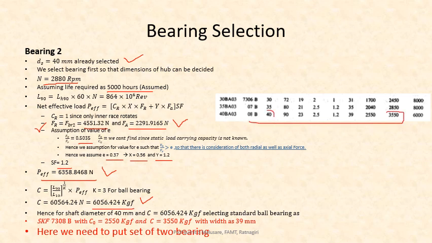only 3550 kgf. Now again, instead of a single bearing we have to provide a set of two bearings of bearing number SKF 73008B. Okay, for 40 shaft diameter.